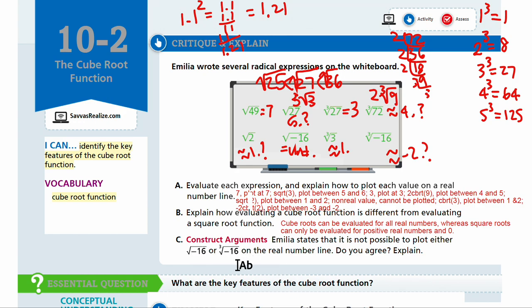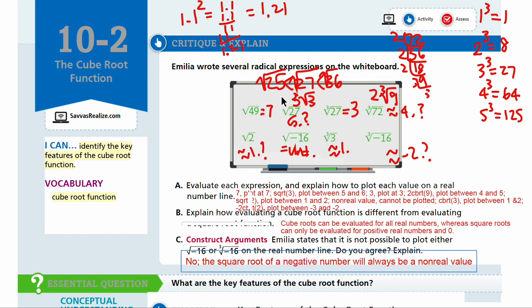So even if it's negative, you can still have a negative number as your simplified decimal, right? So it could be something between -3 and -2. So this is possible. It's a real number. So no, we wouldn't fully agree, because the square root of a negative number will always be a non-real value.